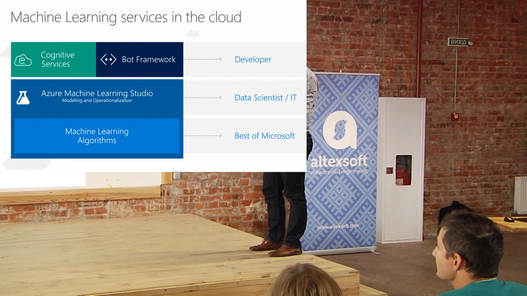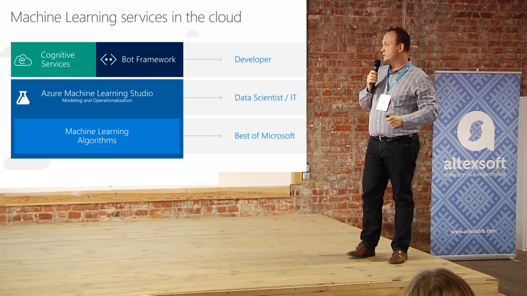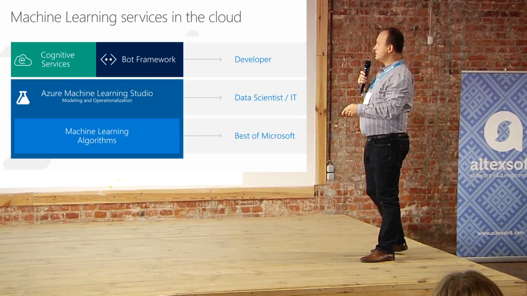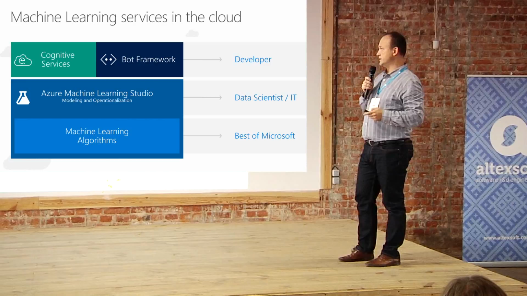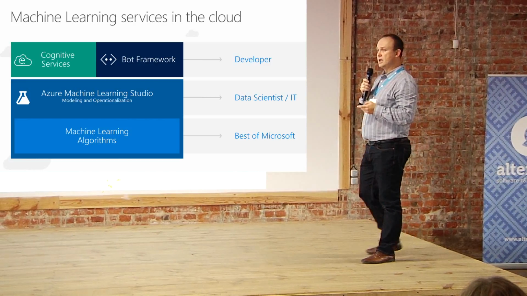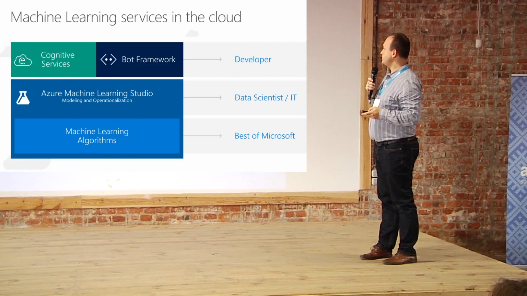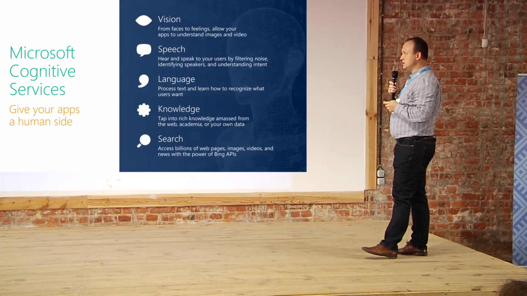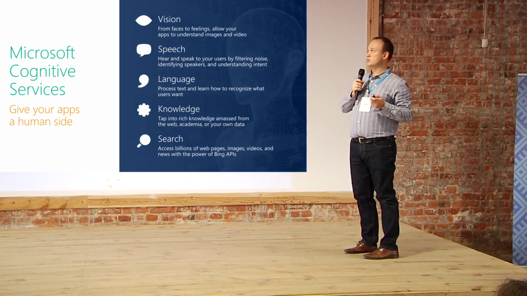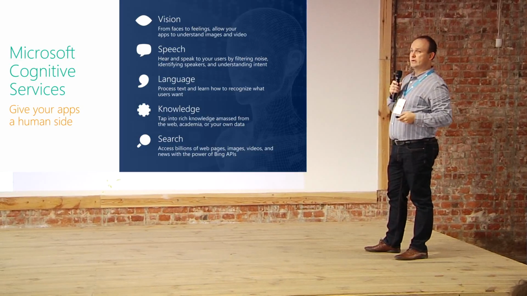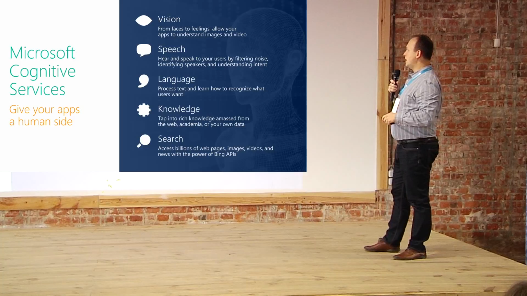So you can obviously go with our machine learning algorithms, Azure Machine Learning Studio. But what is actually important is this part. So there's a set of pre-built cognitive services that can help you build, for example, more natural conversation with your bot. So what are cognitive services? It's basically a set of APIs, again, that can be very easily connected to your bot, that will deal with the following areas: vision, speech, language, knowledge, and search.